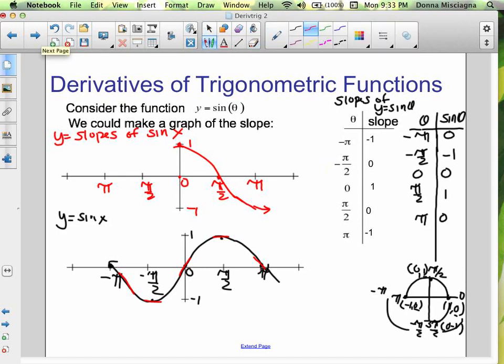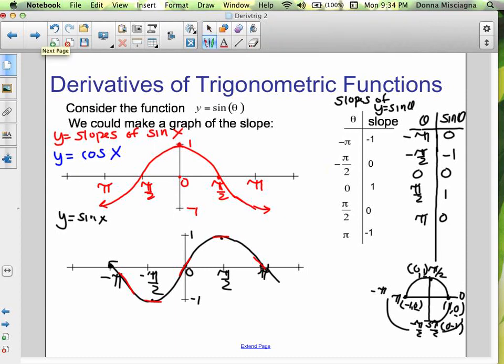It looks like when we graph the slopes of y equals sine x, we get y equals cosine x. So it seems like the slopes of sine x give us y equals cosine x. And of course we know that the slopes of our function give us the derivative. Usually we can't find a derivative just by graphing a bunch of slopes, but it can give us a hint. Let's see how good our hint is.